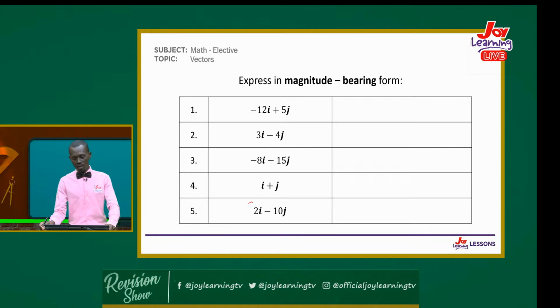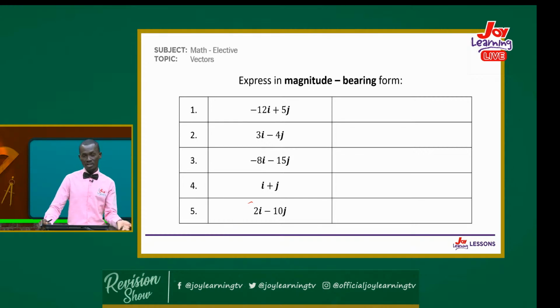Now, the phone lines are open. I want you to express this for me in the magnitude bearing form. I have 5 problems on your screen. The phone lines will be advertised at the bottom of your screen. I'll take them: 0302 211 705, 0302 211 706. I want you to convert this to its magnitude bearing form. They have been given to you in their Cartesian form.